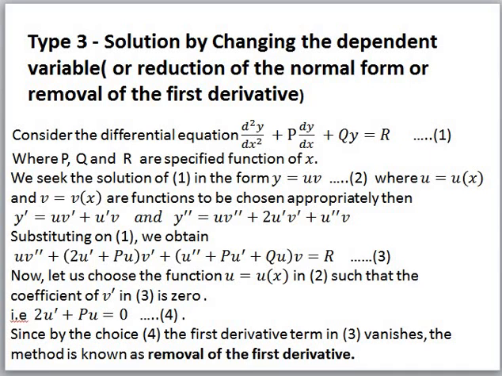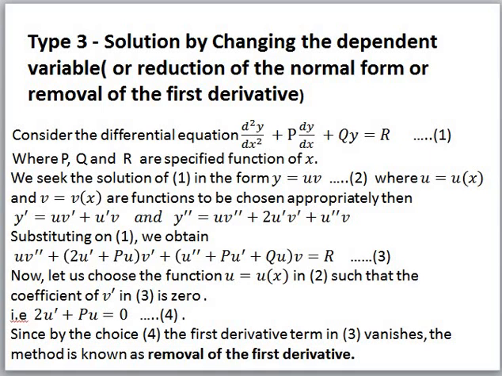We seek the solution of equation 1 in the form y is equal to uv. We call it equation 2, where u is equal to u of x and v is equal to v of x are functions to be chosen appropriately. Then, differentiating y with respect to x, that is y dash is equal to u into v dash plus u dash into v, and again differentiating y with respect to x, the second derivative is u v double dash plus 2 into u dash v dash plus u double dash into v.